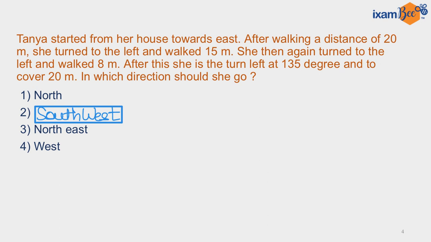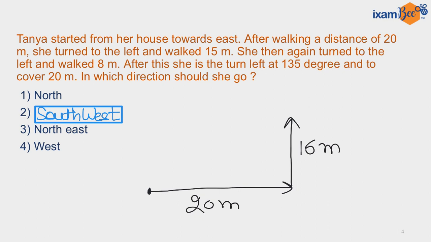In the next question, it is given that Stanya started from her house towards the east direction and after walking a distance of 20 meter, she turned to the left. So this is the initial point and she walks 20 meter in the east direction. She turned left and walked 15 meter. She then again turned to the left and walked 8 meter.